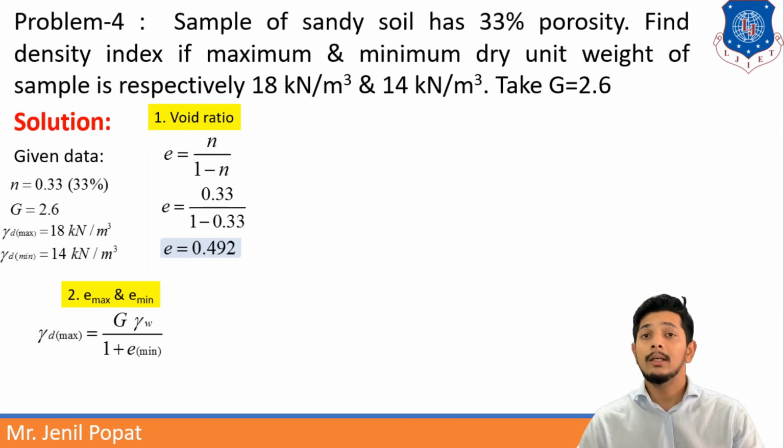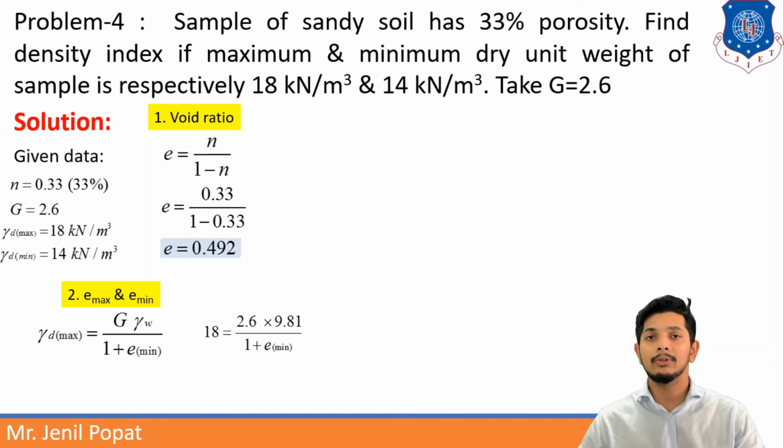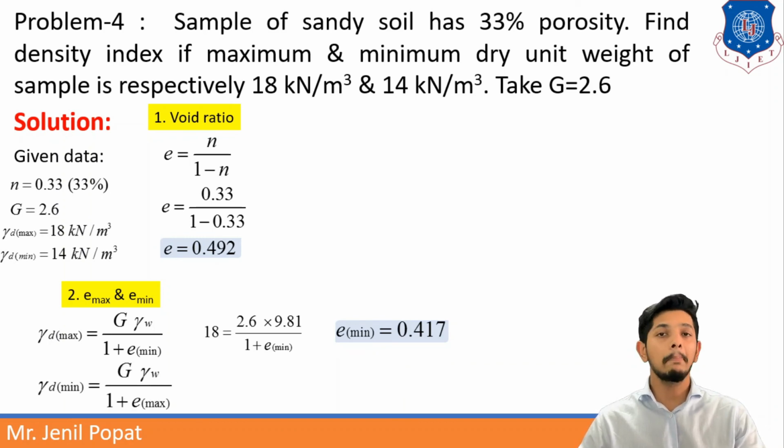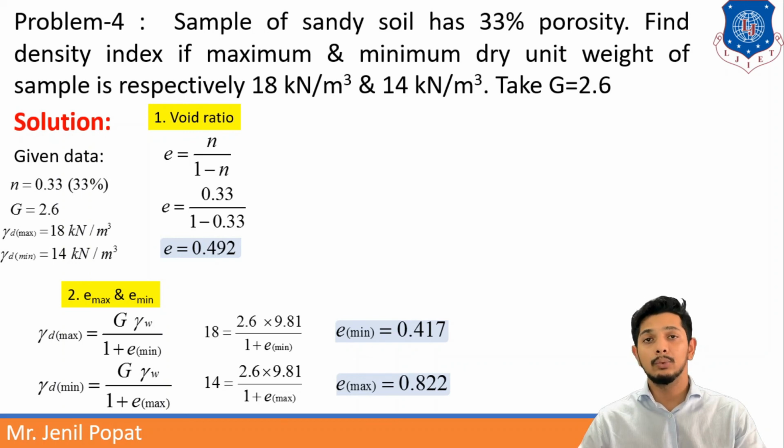Let us move further. Here I am having gamma D max value, G and gamma W value, so I can find out E minimum. Let us find out that by putting all the values of G, gamma W and gamma D. Gamma D is given as 18 as max, G is 2.6 and gamma W 9.81. I will get E minimum as 0.417. For E maximum, we can use the same formula but with gamma D minimum, so E can be maximum. Same logic applies to this also. Here, putting all the values of G, gamma W and gamma D minimum, I will get E maximum as 0.82.